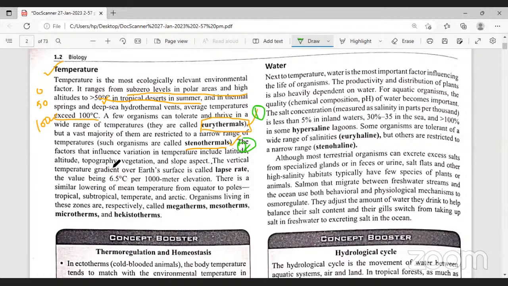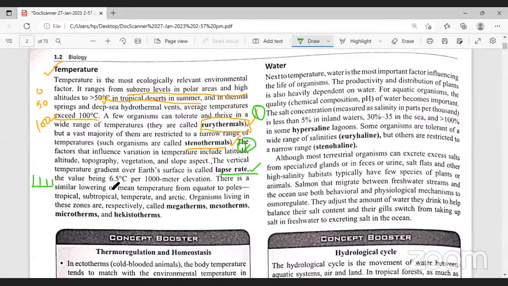Then the factors that influence the variation in temperature include latitude, altitude, topography, vegetation, and slope aspect. The vertical temperature gradient over Earth's surface is called lapse rate. The vertical temperature gradient. Vertical means like this. The temperature will differ here, here also differ, here also differ, isn't it? That is very, very important.